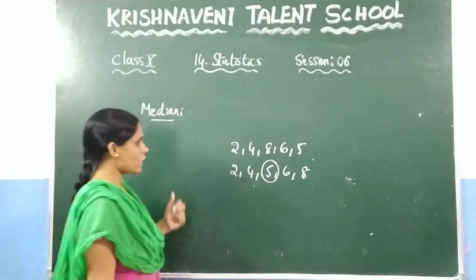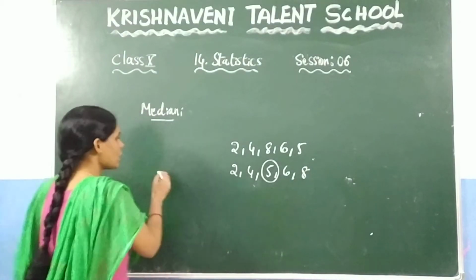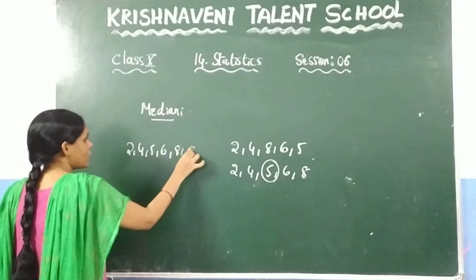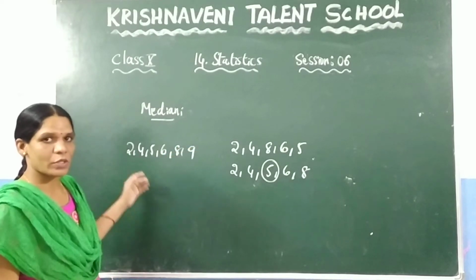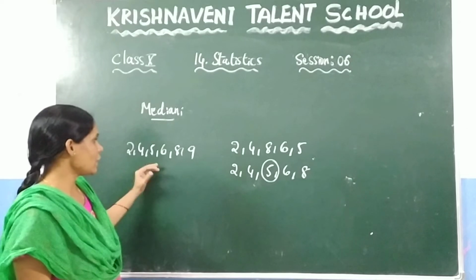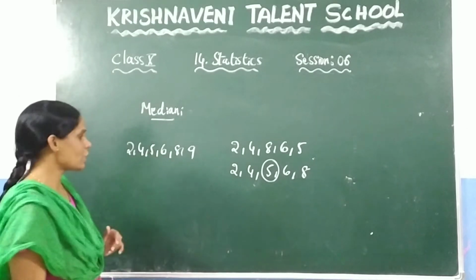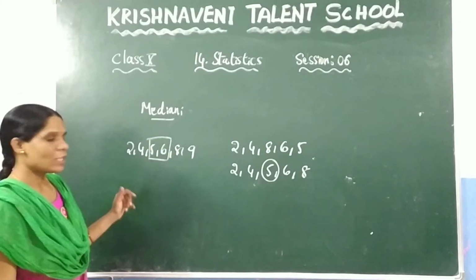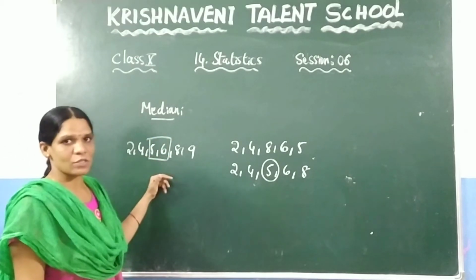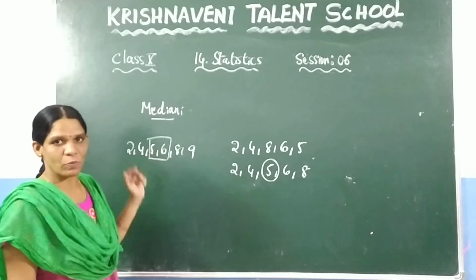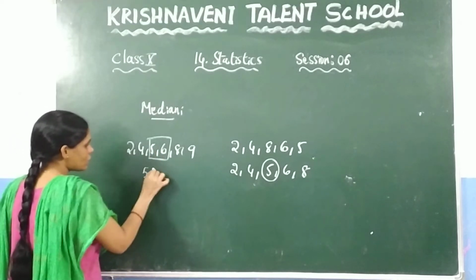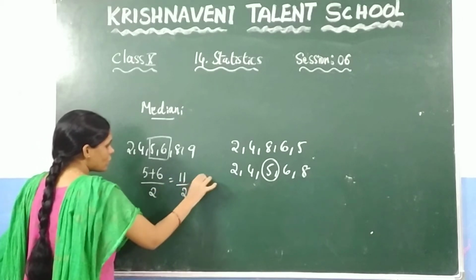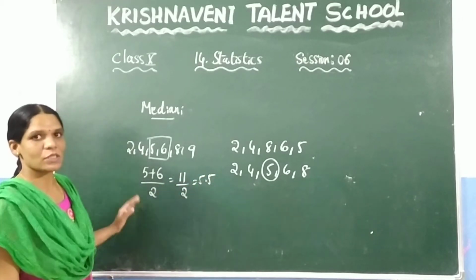Now suppose you add one more value to 2, 4, 5, 6, 8. How do you find the median here? The median is nothing but the middlemost value. If you observe, two values are in the middle. So you need to take the average of these two values to get the middle one. How do you take the average? 5 plus 6 by 2, you will get 11 by 2, which is nothing but 5.5. Like that you need to take the median.